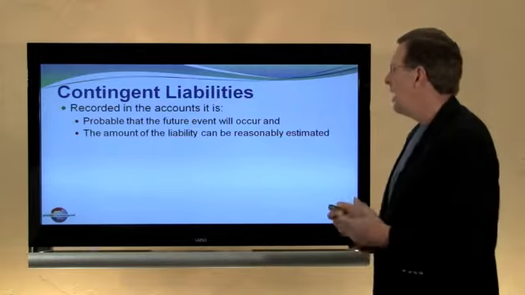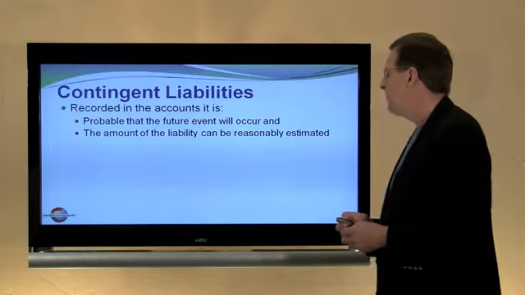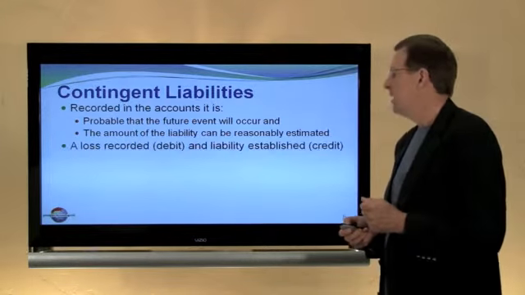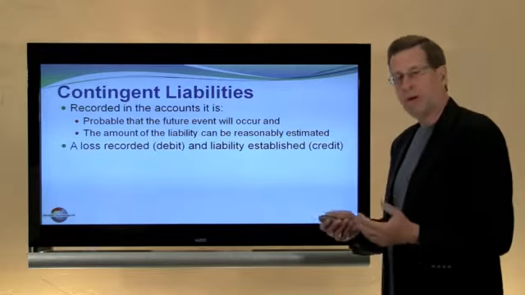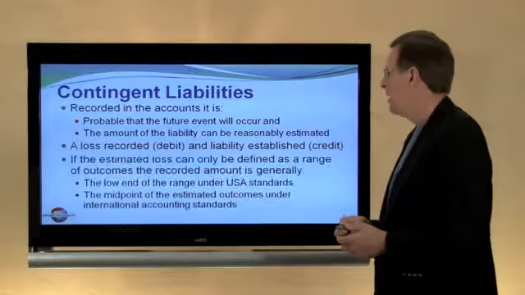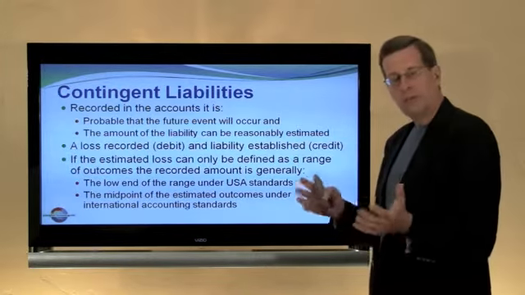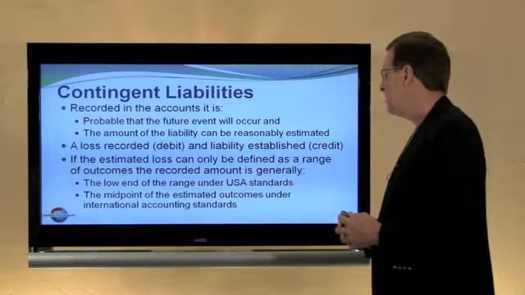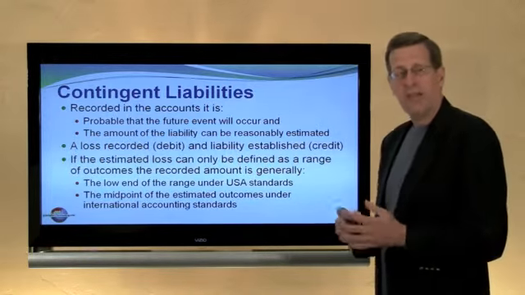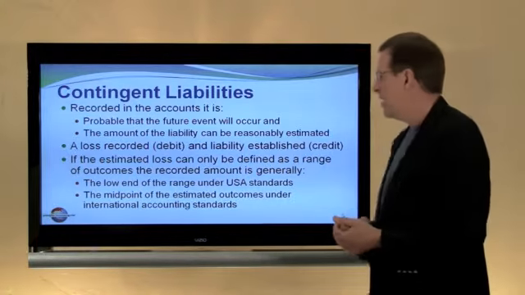So, continuing, we record a contingent liability in the accounts if it is probable that the future event will occur and the amount can be reasonably estimated. In that case, a loss is recorded, or debit to a loss, and a liability is established, or credit a liability. If the estimated loss can only be defined as a range of outcomes, we can't identify a specific point estimate, then under USA GAAP we generally record only the low end of the estimated liability. The midpoint is used for international accounting standards.